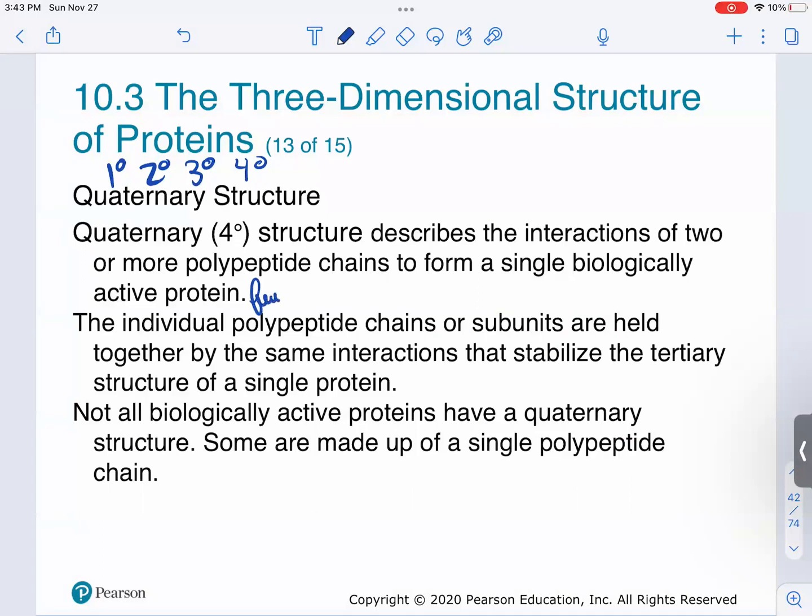That means something that functions. So the individual polypeptide chains or subunits are going to be held together by the same interactions that stabilize the tertiary structure. So in some cases, we need to put together these big polypeptide chains to have something that functions. But we don't always have a biologically active protein with a quaternary structure. It's not always necessary. Sometimes we just have one polypeptide chain.